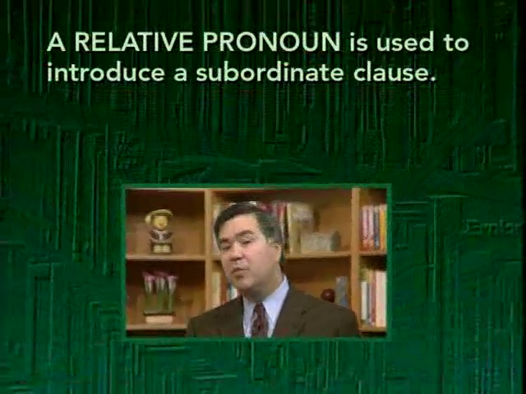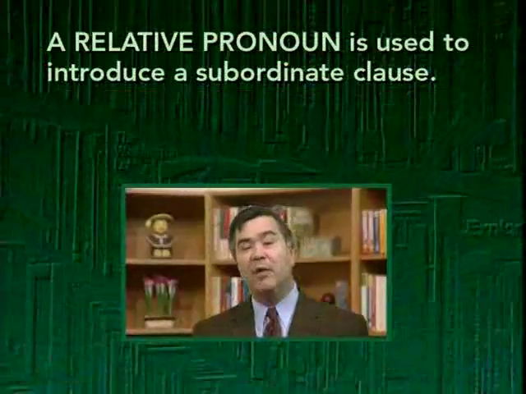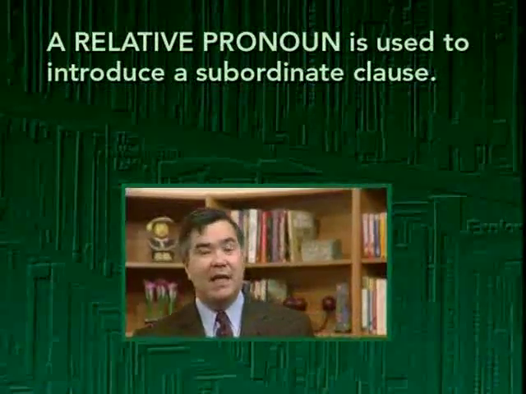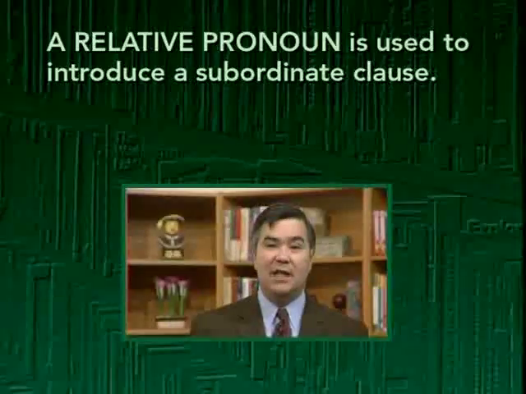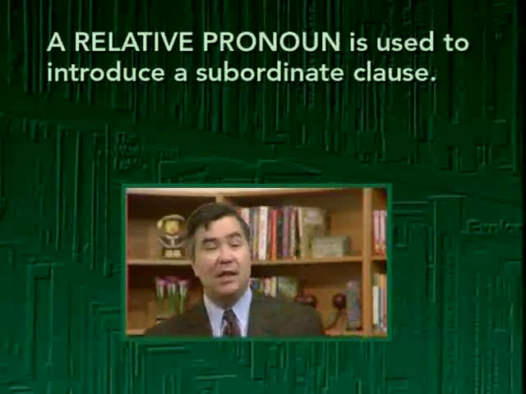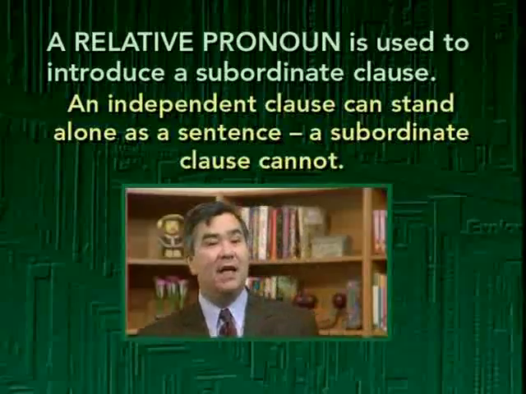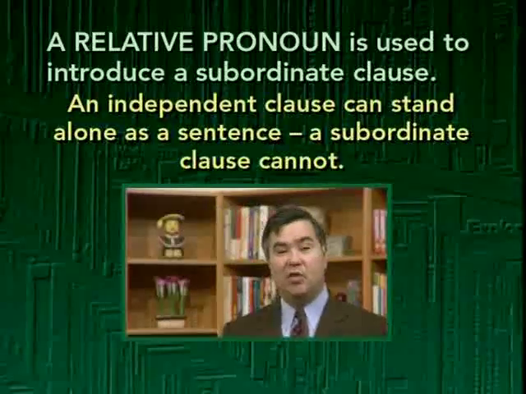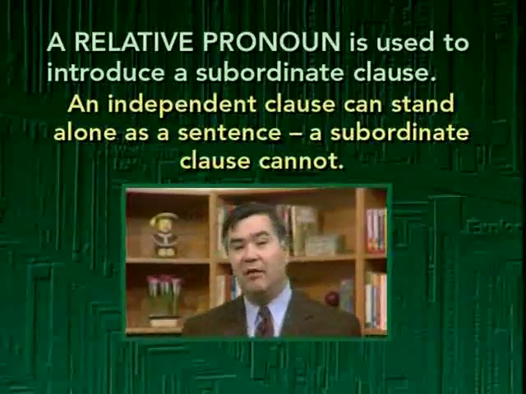And the fourth and final important category of pronouns is relative pronouns. A relative pronoun is used to introduce a subordinate clause. Now, you might recall from elsewhere in this series that there are two kinds of clauses that you need to be aware of that go to make up any English sentence. There are independent clauses and there are subordinate clauses. An independent clause can stand alone as a sentence. A subordinate clause cannot. When a subordinate clause tries to stand alone as a sentence, the result is a sentence fragment and a grammatical error.